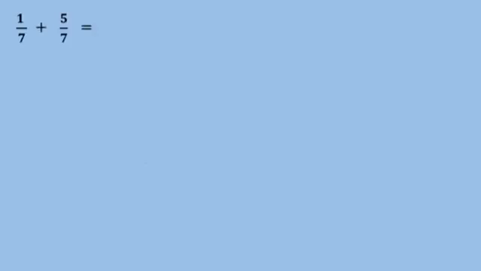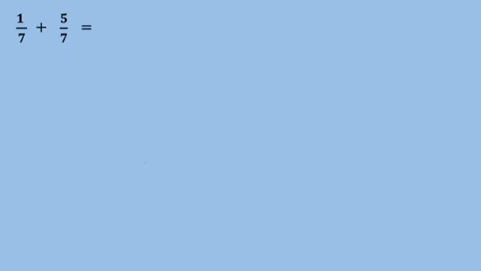We have to add these two fractions, 1 over 7 plus 5 over 7. First of all, we have to look at the denominator. As long as the two denominators of the two fractions are equal, the same denominator, we can start the operation immediately. We can start adding 1 over 7 plus 5 over 7 immediately.